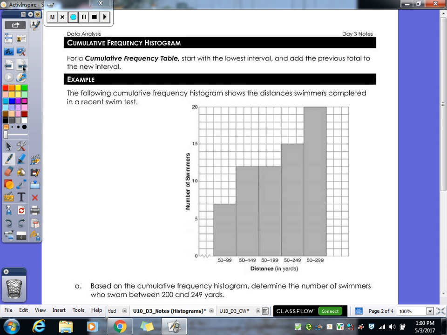Now, if I added all my columns together, so this is 50 to 99 yards, 50 to 149 yards, 50 to 199 yards, 50 to 249, 50 to 299. Okay, this is yards, distances swimmers completed in a recent swim test. Which the title should be there. Swim test.